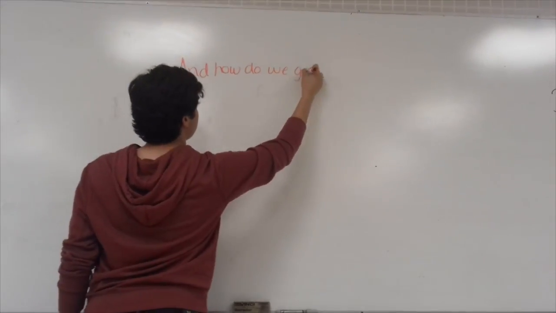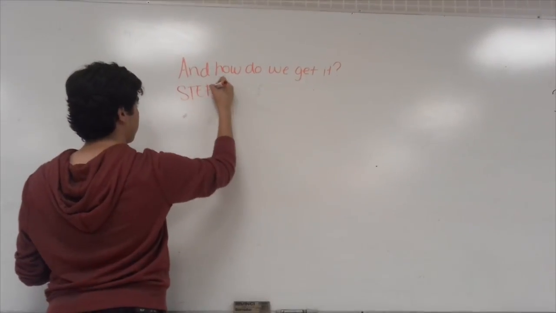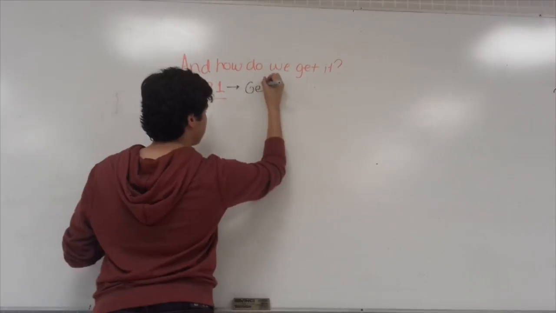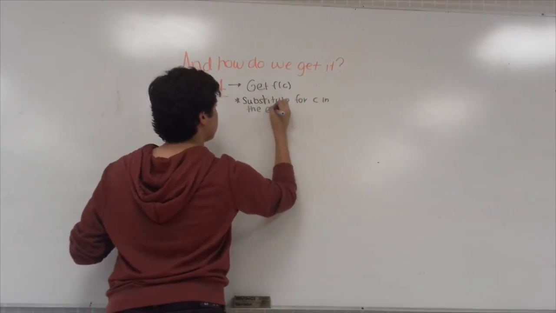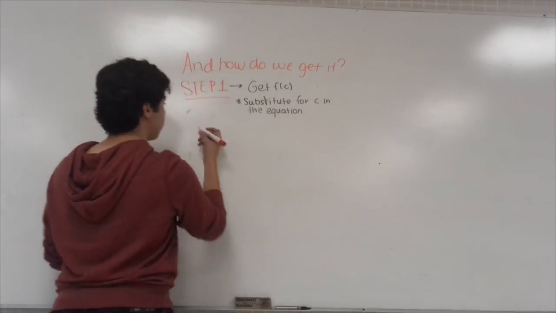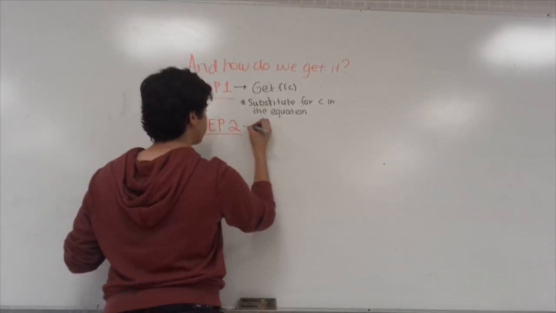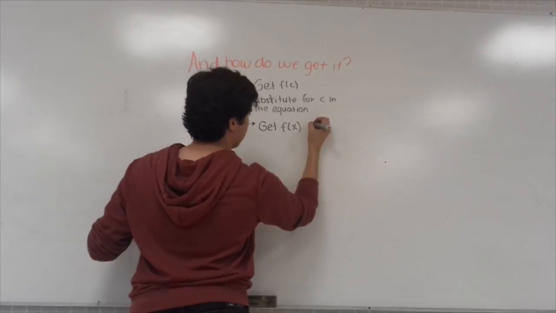And how do we get the tangent line of a function? Or which steps can we follow? Well, there are 4 steps you need to follow to achieve it. Step 1. Get f of c. You just need to substitute for c in the given equation and you'll get it.